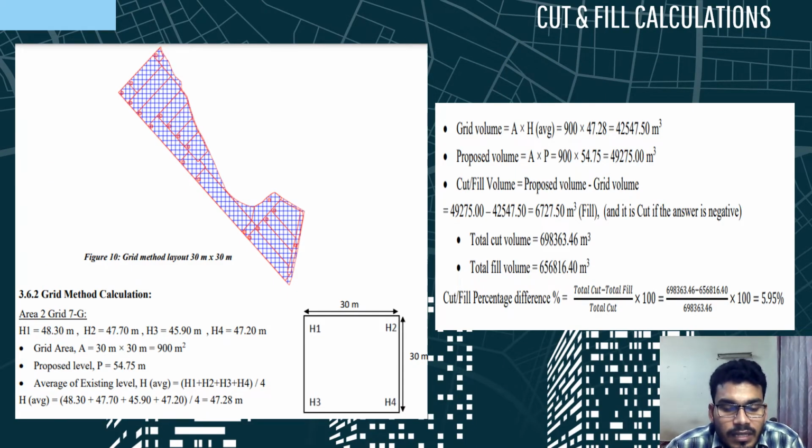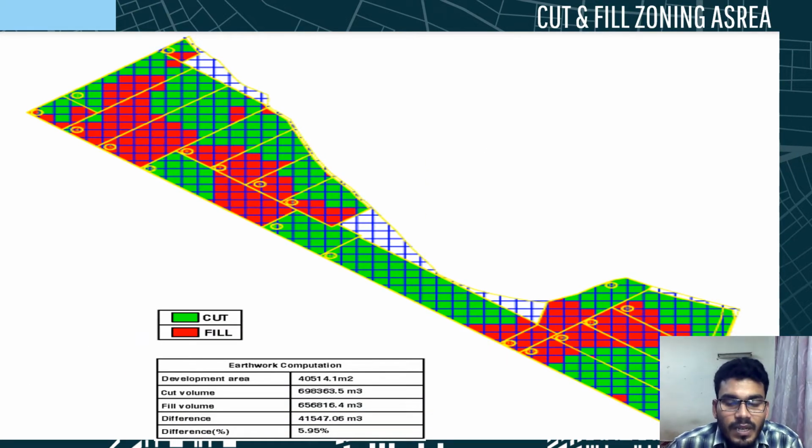In the calculation part, the calculation is conducted using the grid method. For a sample, you can see the calculation here, H1, H2, and so on are heights, and from simplification we get the total cut volume, total fill volume, and cut-fill percentages here. The cut and fill zone areas are given here, and the difference we get is 5.95%.